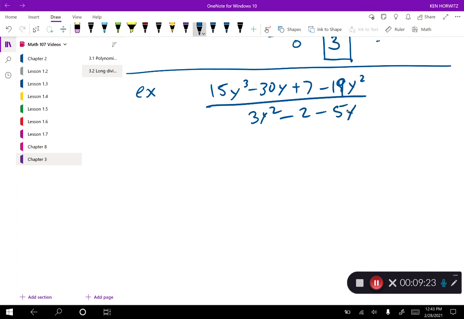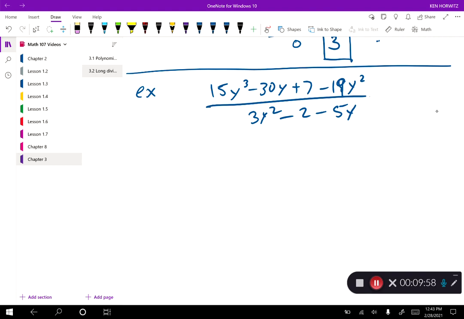Now, what's different about this is that I'm starting the problem out as a stacked fraction. So you read this from top to bottom, and this middle here is divided by. So 15y cubed minus 30y plus 7 minus 19y squared divided by 3y squared minus 2 minus 5y. Now, we have to put this in the same format we had before. So divided by means the bottom goes on the outside.